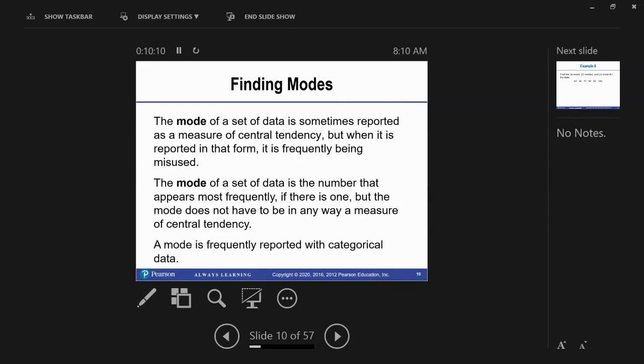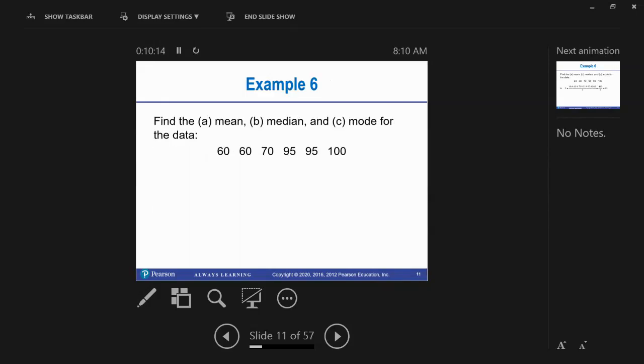So a lot of times mode is reported with categorical data. All right, in this example, we want to find the mean, median, and mode for this set of numbers. We have 60, 60, 70, 95, 95, and 100. So we'll say those are test scores. Those look reasonable for test scores.